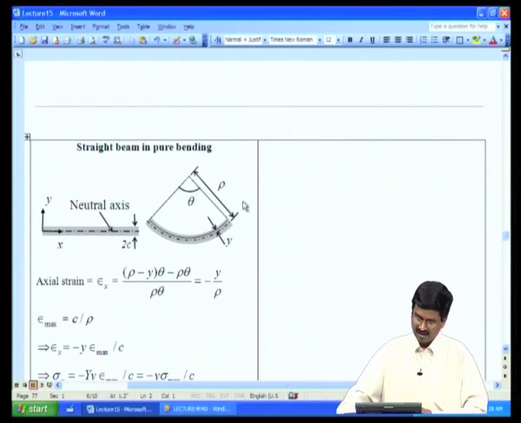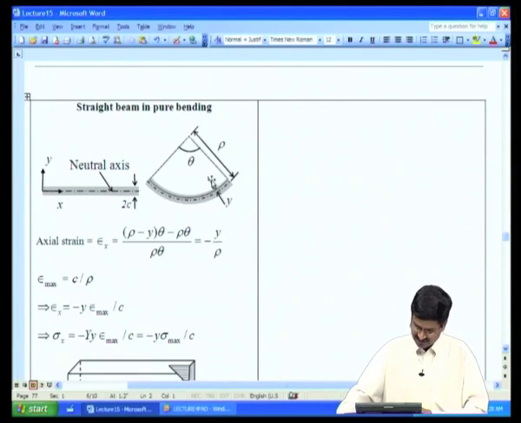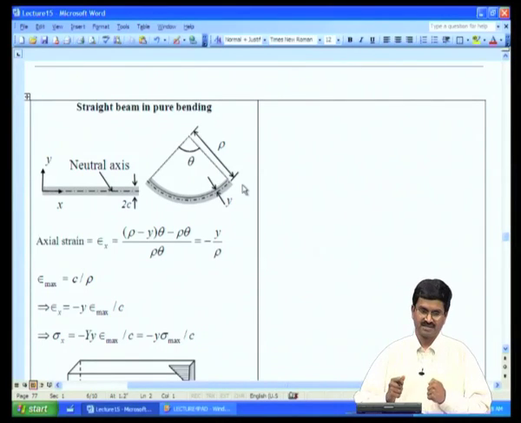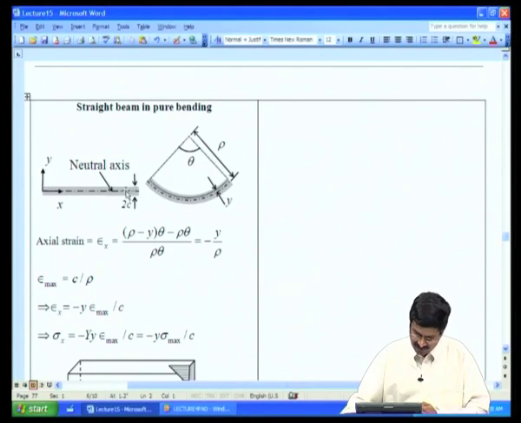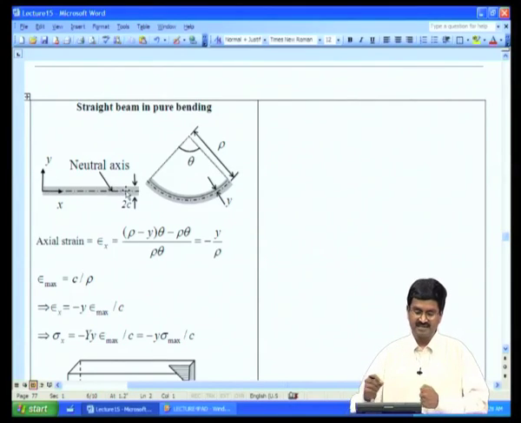Then we look at this cross section and we define what is called a neutral axis, which is shown as a dashed dot line in this figure also. Neutral axis is a line within this bent beam where the beam does not extend, does not contract. In other words, it remains the same length, and the ones above the neutral axis will have to decrease in length, the ones below the neutral axis have to increase in length as the beam bends.